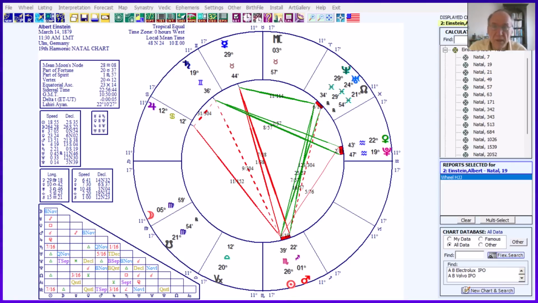To understand fractal vibrations, we're looking at the 19 vibration chart of Albert Einstein. He has 4 planets connected in 19 vibration: Mercury, Sun and Mars, and Neptune. Those 4 planets are all within orb. You'll see that there are lines connecting all of them. Some of them are red lines, opposition. Some are green lines, trines and sextiles.